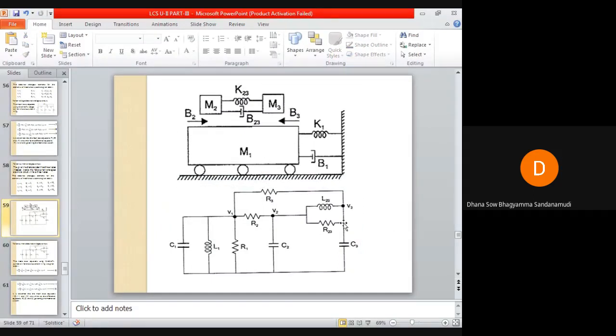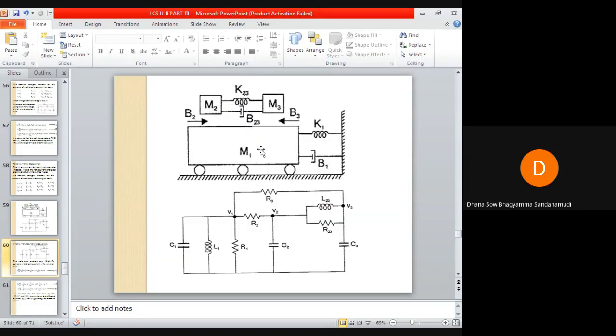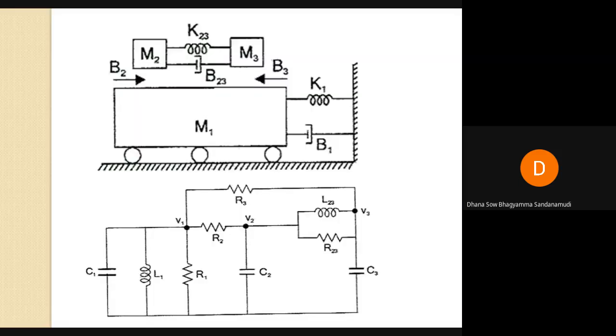Okay. Now I have to write down the force-current electrical analogous circuit. I have to draw it and write down the differential equations. In order to draw the force-current analogous circuit, I must look at this mechanical system and see how many masses are there. There are three masses, M1, M2 and M3.